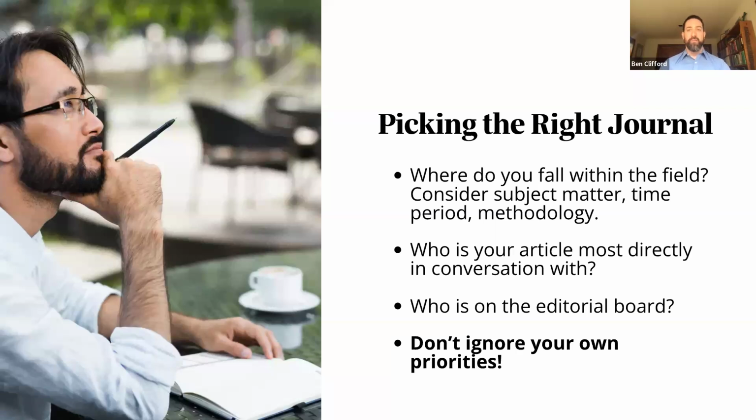Another simple thing you can do is to look at the makeup of a journal's editorial board. At the end of the day, the people who are sitting behind the editor's desk are going to be shaping the priorities of the journal. So understanding the way they approach their own work can be very helpful in locating your article as well.